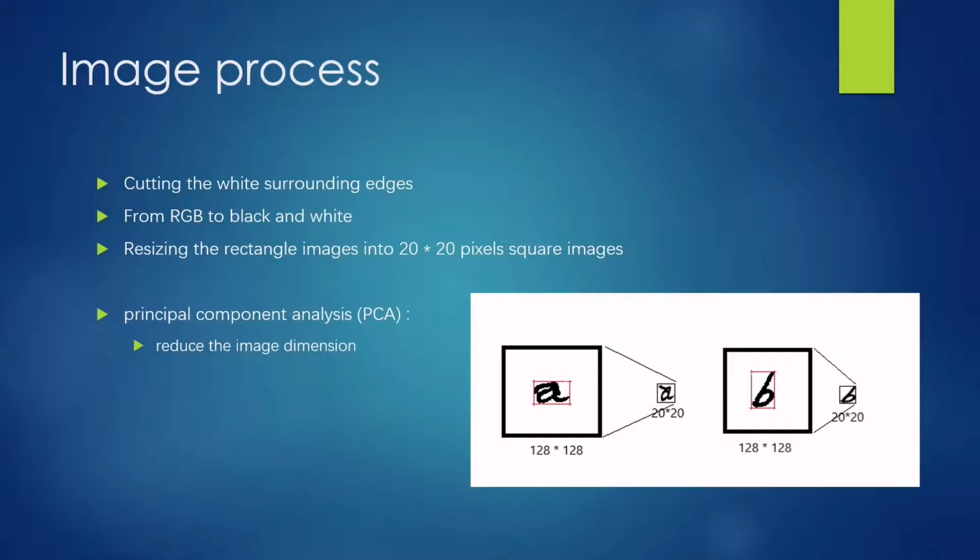And I turn the picture color from RGB to black and white, so it also decreases the dimension. The resulting picture from the cropping will be a rectangle image. So I need to resize the rectangle image into a square image, and the result is a 20 by 20 pixel picture. And I also use principal component analysis. It's also used to reduce the image dimension.